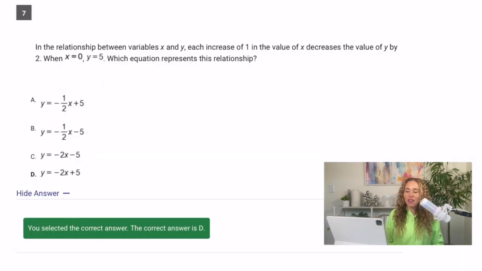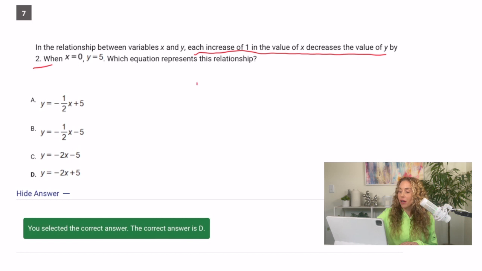All right, question 7. It says, in the relationship between variables x and y, each increase of 1 in the value of x decreases the value of y by 2. Well, that sounds linear. So when we have a rise over run relationship, what that means is when y goes down by 2, because that's the rise, x goes up by 1. So our slope is -2.